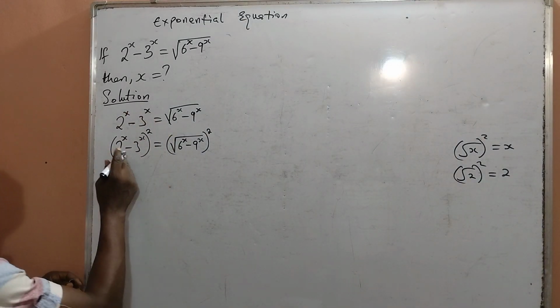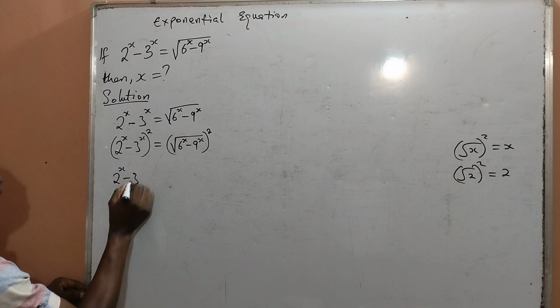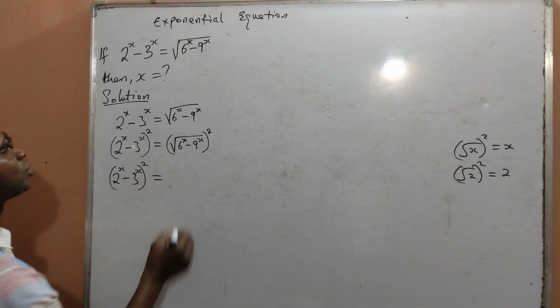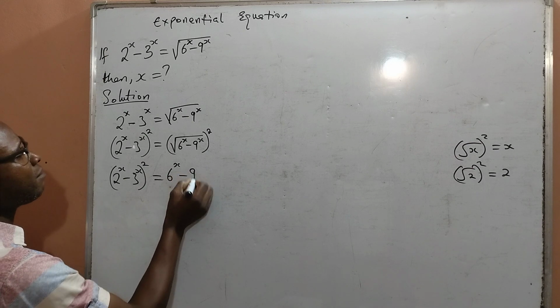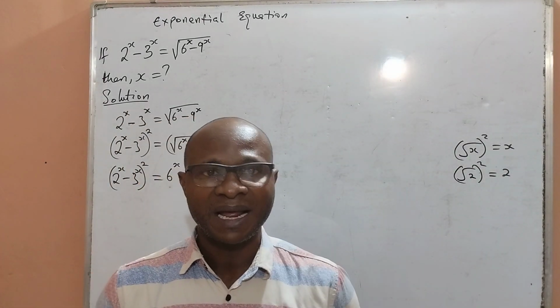That means I shall now have 2 raised to the power x minus 3 raised to the power x all raised to the power 2 equal to 6 raised to the power x minus 9 raised to the power x. Very beautiful. Maths is life.